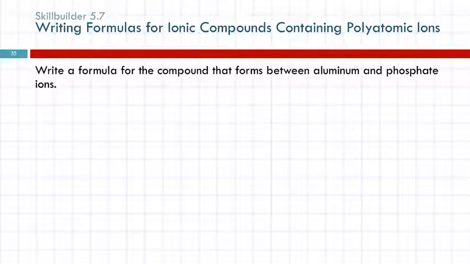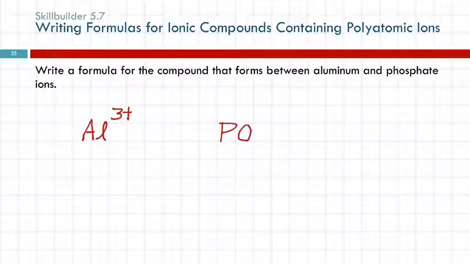Let's look at aluminum and phosphate ions. So here's our friend Al. What's the charge on an aluminum ion? 3 plus. Simply because it's in group 3A. A metal in group 3A. Phosphate. Phosphate is phosphorus and oxygen. It's PO4 with a 3 minus charge. Why? Because I said so. Because it is. You memorize it. That's how you know it.